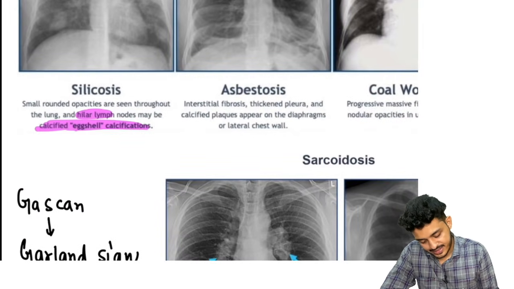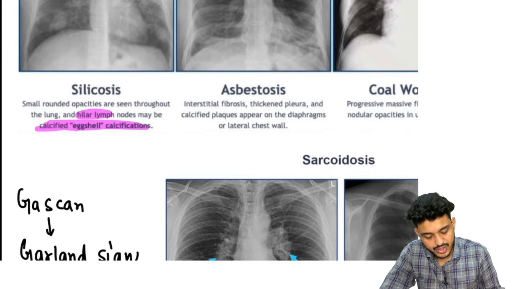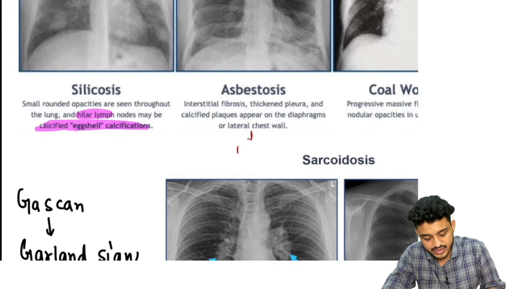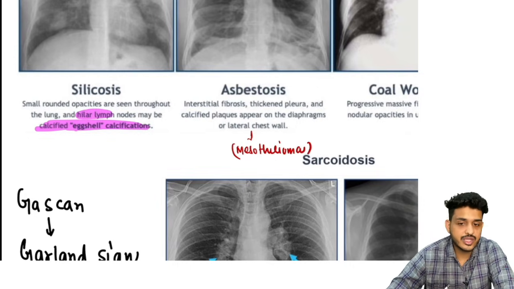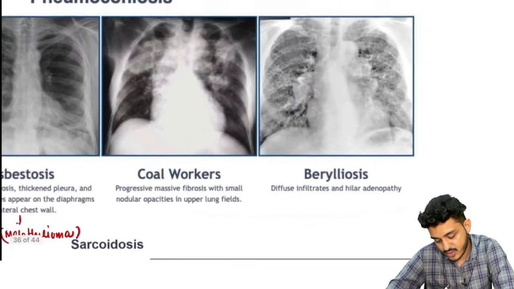Asbestosis can have cancers. It can convert into cancers also. What is the cancer it is associated with? It is associated with a special cancer. This is known as mesothelioma, right? Most specific is going to be mesothelioma. You can have adenocarcinoma also.